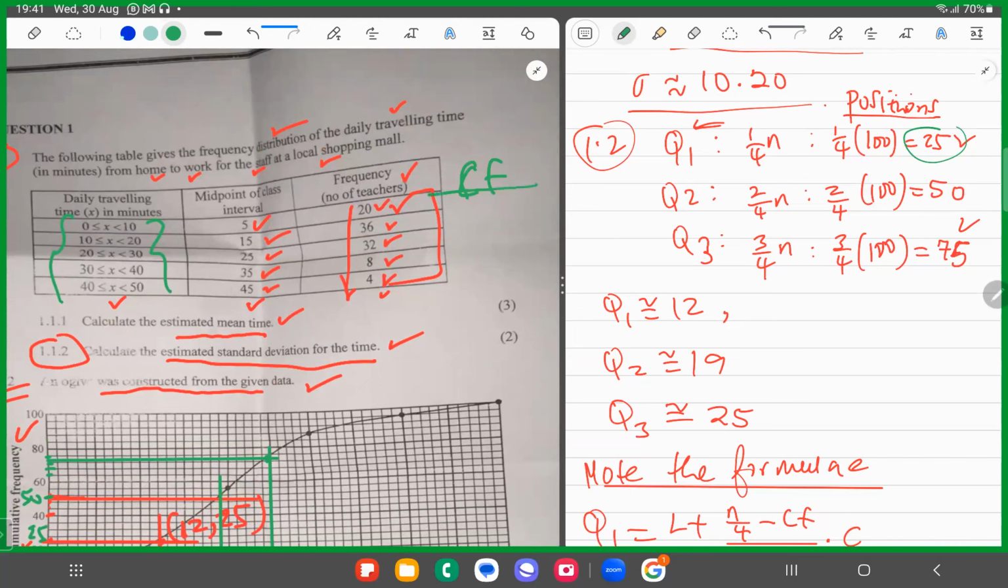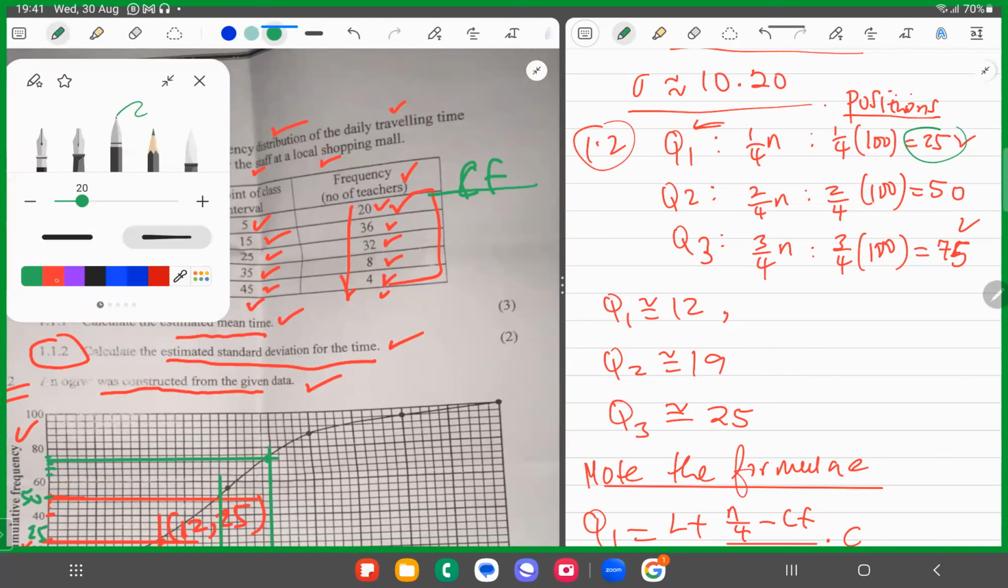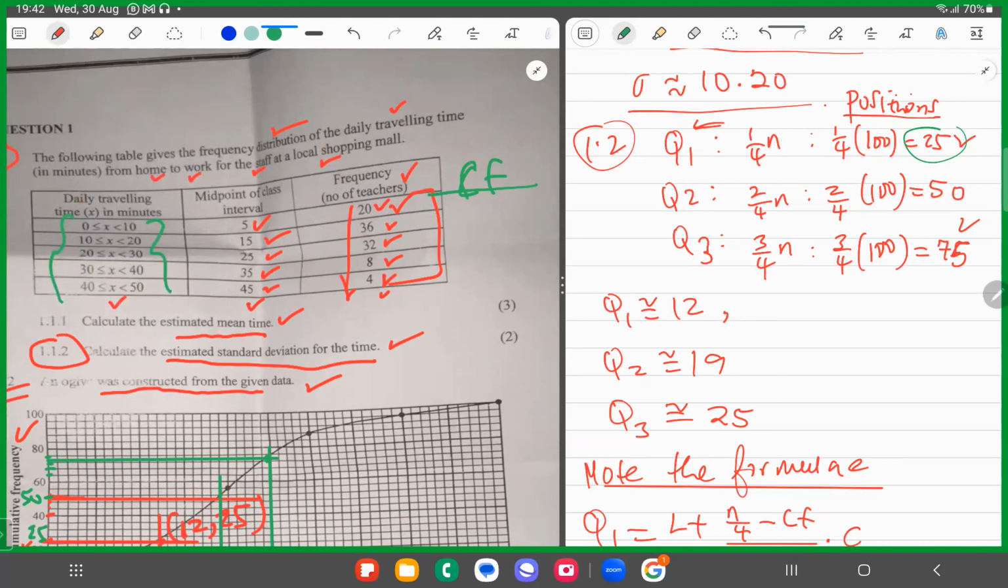Just allow me to say a little bit more about this. We have a chance to explore this. You might have never learned this at school. The cumulative frequency is going to start from 20. You have learned cumulative frequency, I know. Then you add 36, you get 56. Then you add 36, you get 88. Then you add 8, you get 96. Then you add 4, you get 100. This is the total. So this is the cumulative frequency column.